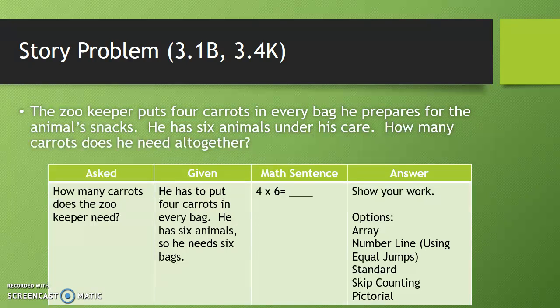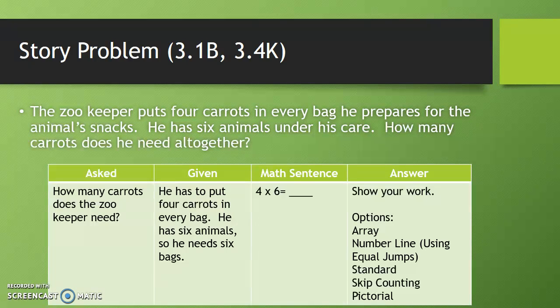Let's think of a math sentence for this. Remember at the beginning of the year, I told you that I wanted you to think about something when you're doing math. Don't just think about the numbers. I want you to picture something in your head. So when you see 4 times 6 equals and a blank, I want you to think about 4 what? It doesn't matter if you don't know what 4 is. 4 carrots. We have 4 carrots. And we need those 4 carrots 6 different times.